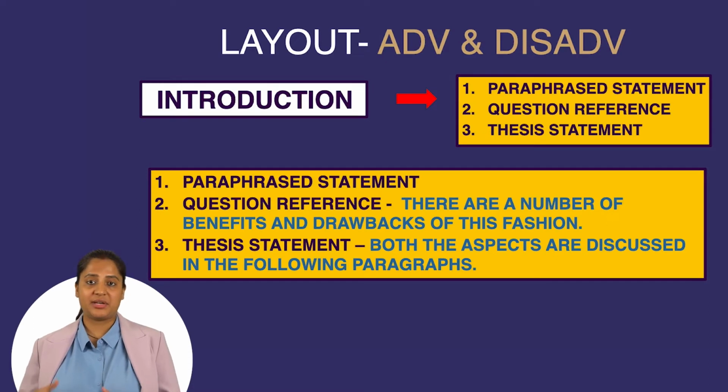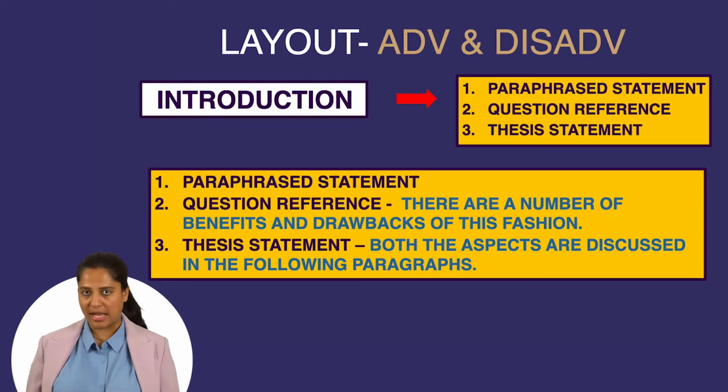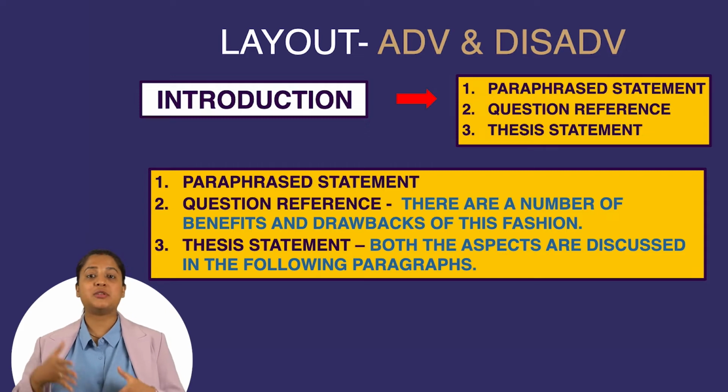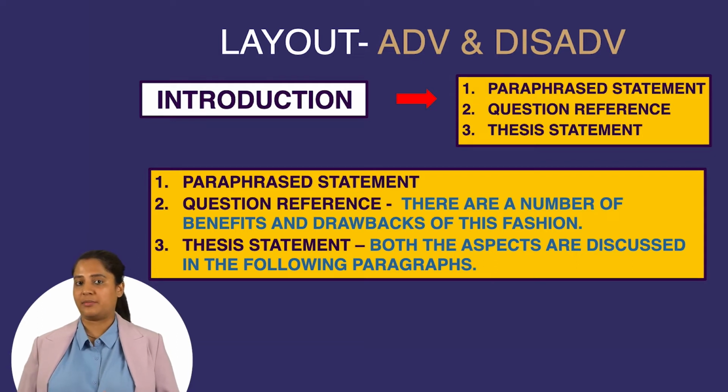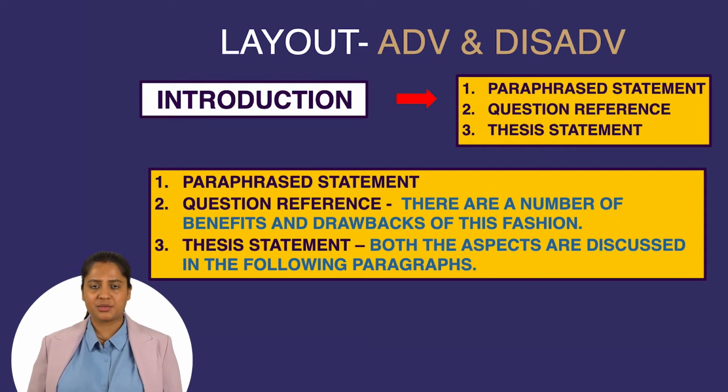Alright, now it's time to delve into each paragraph's internal sentence by sentence structure. The introduction for this question type would contain the 3 elements like the other task types. For the first sentence, just rewrite the topic statement in the question and you're done. For the second sentence, which is question reference, refer back to the question and check the task. Now, according to the task type, the question reference would be, "There are a number of benefits and drawbacks of this fashion." You could write this statement in other ways too as you like.